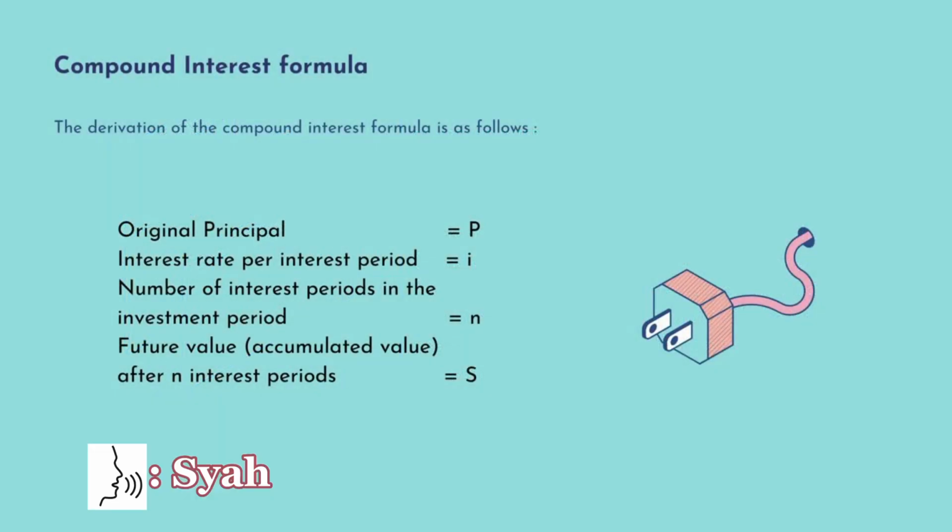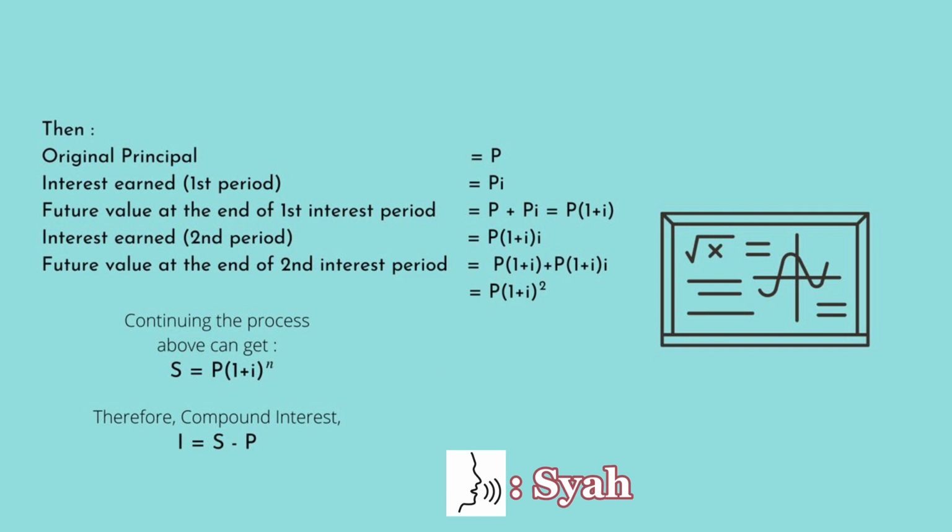Compound interest formula. The derivation of the compound interest formula is as follows. Original principal is P. Interest rate per interest period is I. Number of interest periods in the investment period is N. Future value, the accumulated value after N interest periods, is S. Then, original principal is P. Interest earned in the first period is PI.